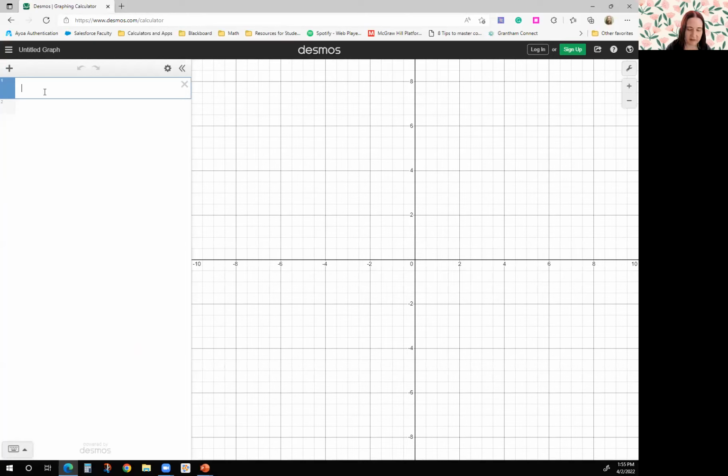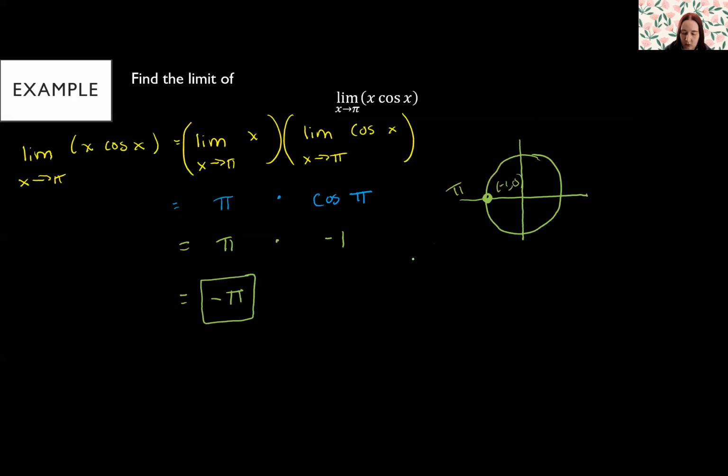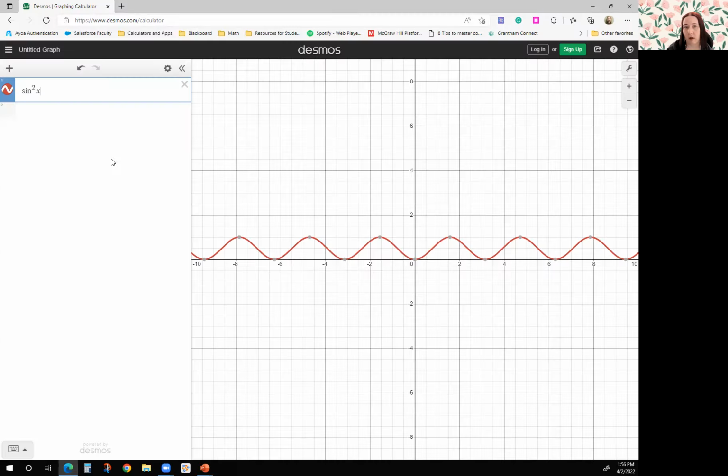So like the one we just did, sine squared of x. You would have your graph of sine squared of x, which looks like this. And then we were wondering what happens as x goes to 0. So that's saying as x is approaching 0 from the left and the right, where is the y value? And so you can see that the y value is 0. So that's why we got a value of 0 when we went through the algebra, basically, it's the y value at that point. So let me find another one. We'll plug in this one. X times cosine of x as x goes to pi.